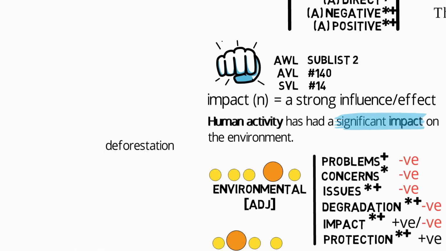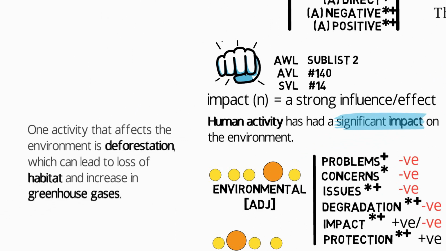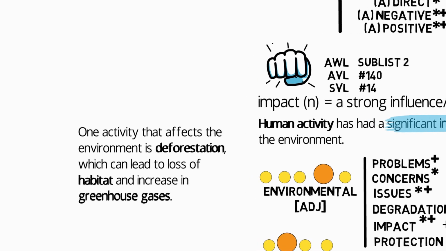So the next words are deforestation, habitat, and greenhouse gases. One activity that affects the environment is deforestation, which can lead to loss of habitat and increase in greenhouse gases.